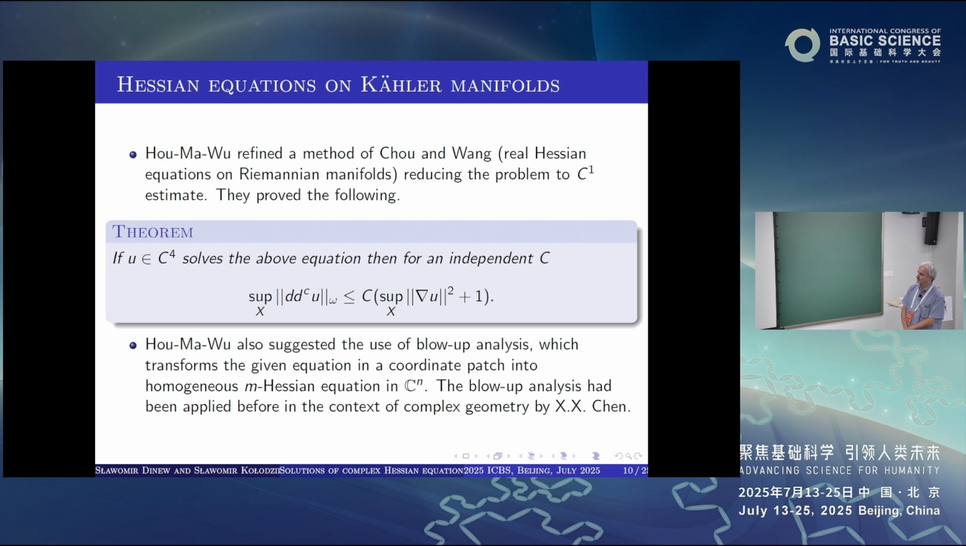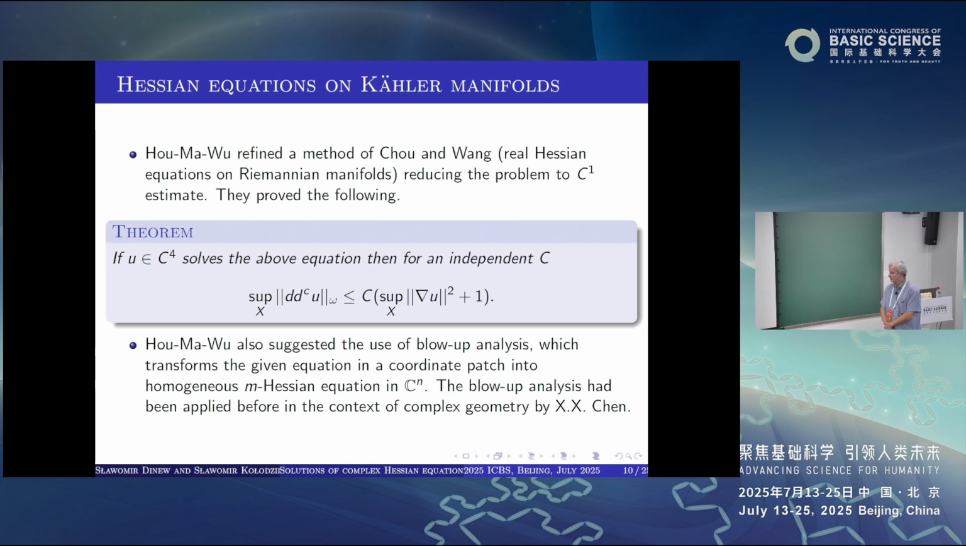And they prove the following. So if U is sufficiently smooth, then for some independent constant, the C2 norm is bounded by the C1 norm plus this constant. And they suggested that one can use the so-called blow-up analysis, which transforms this equation in some coordinate patch into a homogeneous M-Hessian equation. Homogeneous meaning that the right-hand side is 0.